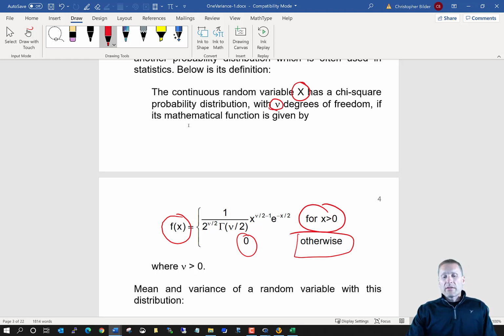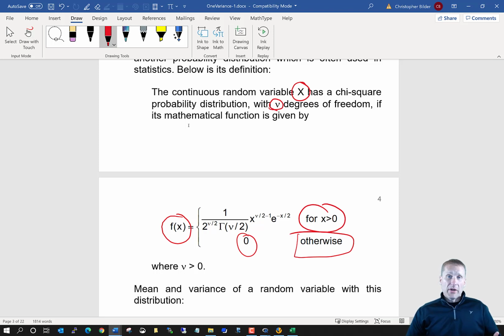And so for this distribution, we take 1 over 2 raised to the degrees of freedom divided by 2 power. Then we take it times the gamma function evaluated at nu divided by 2. You may remember with the t-distribution, the gamma function played a role in that. Then we take x raised to the nu divided by 2 minus 1 power, and then e raised to the negative x divided by 2 power. This is the chi-square distribution.